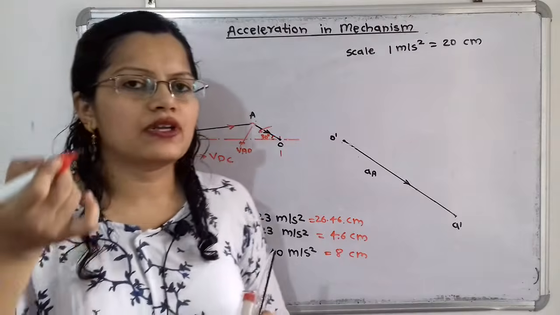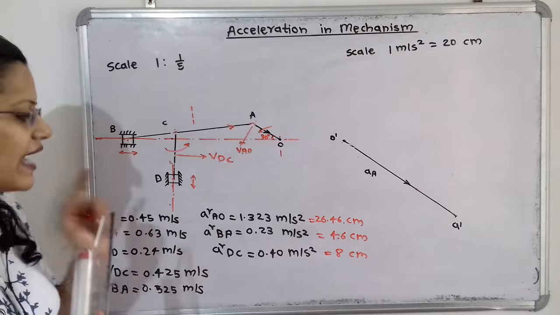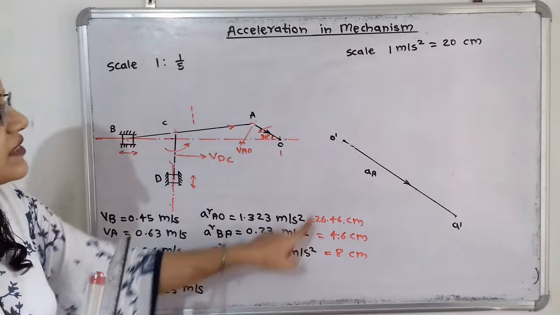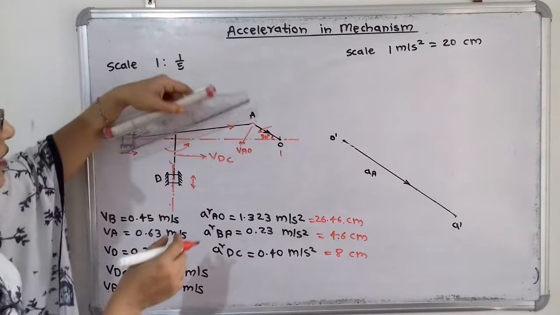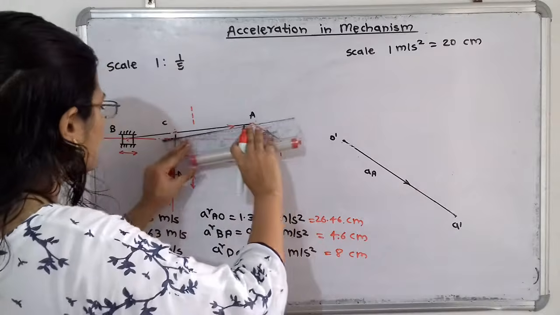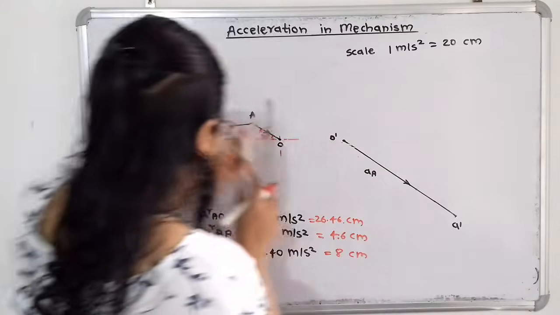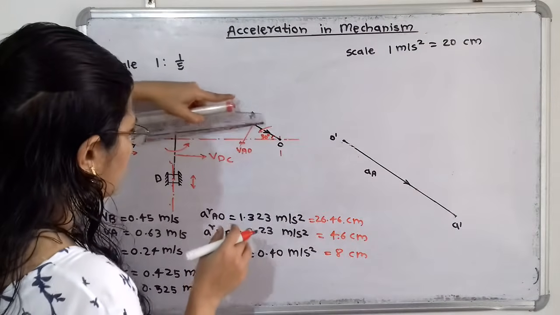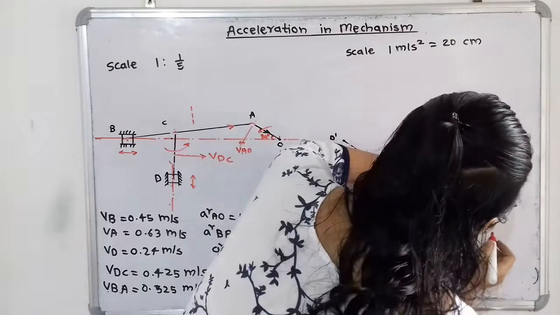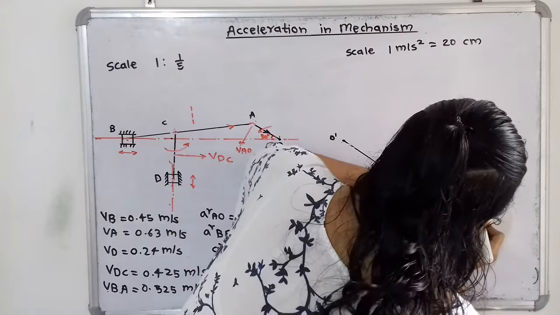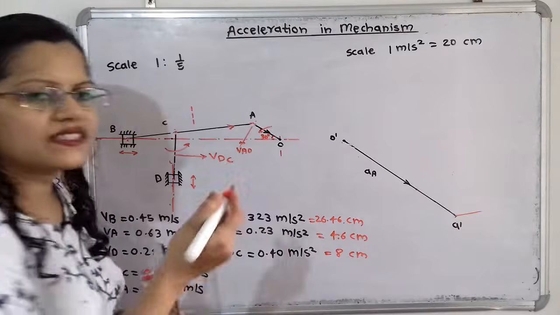So for radial component I will use the red marker, and what is the magnitude or what is the scale that we have to take. So for 0.23 meter per second square, as per this scale it is 4.6 centimeter. So now I will take the line parallel to this link AB. So magnitude is equal to 4.6 centimeter. So this is the radial component.